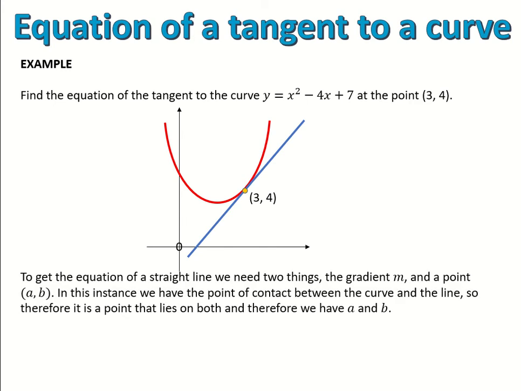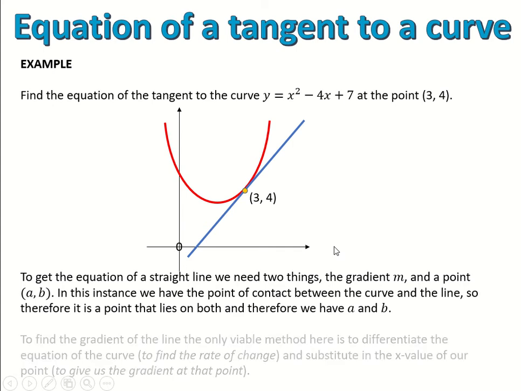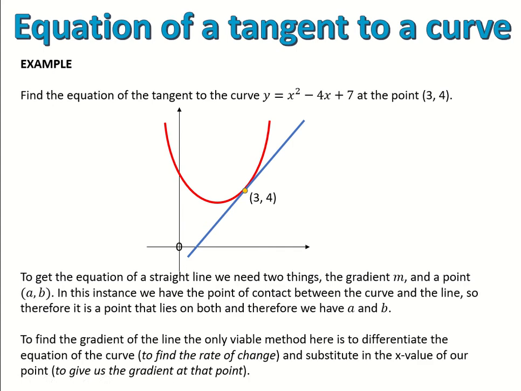Okay, so to get the equation of a straight line, we need two things: a gradient and a point. In this instance, we have the point of contact between the curve and the line, so therefore it is a point that lies on both, and therefore we have a and b. Okay, so this point (3, 4), it's stated in the question that it is on the curve, but as it's where the tangent occurs, it is also on the line. So we have that point that we need. All we need to find is the gradient.